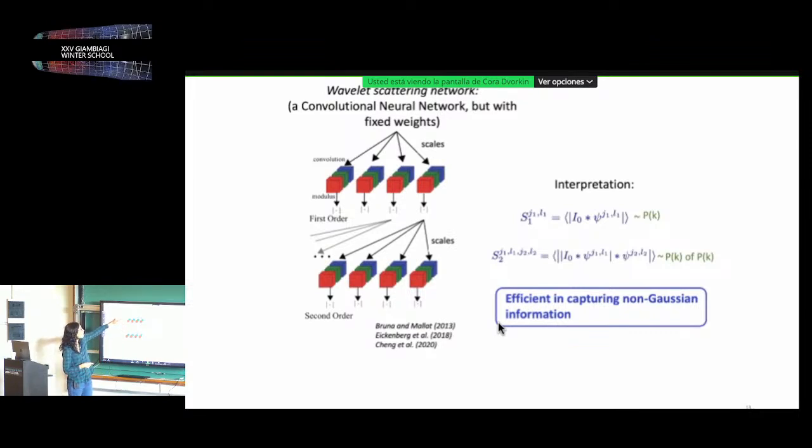So I have different scales, yeah? Different scales given by the scales of the wavelets, yeah? I take convolutions, I take the absolute value. That's how I get my first order coefficients. My second order is taking a convolution again, taking the absolute value, and so on. Great, yes.